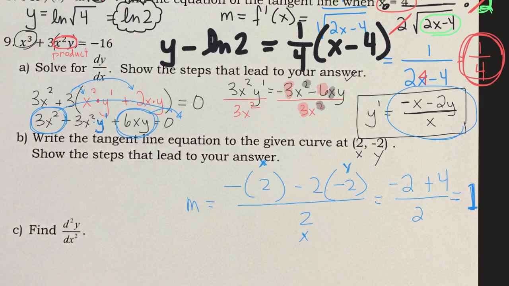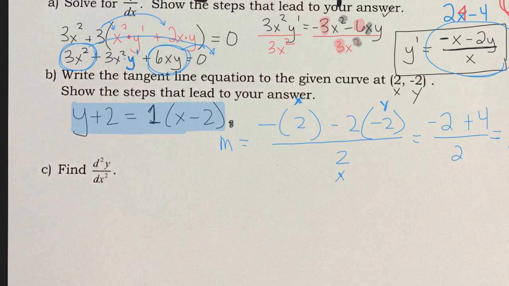Okay, now if you wanted to be extra, you could write that in there. So y plus 2 equals 1 times x minus 2. Right? If you wanted to be extra, you could write the 1 in there. But of course, you don't have to. So our last thing is to find the second derivative. So we start with our first derivative, which was the negative of x minus 2y, all divided by x. So this is going to be a quotient rule derivative, right? Because we have a fraction, quotient rule derivative.